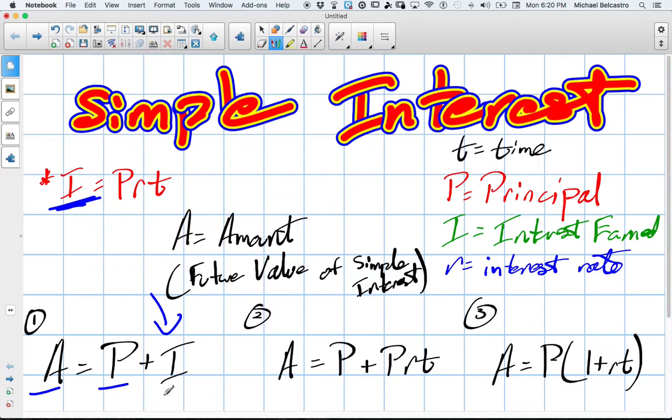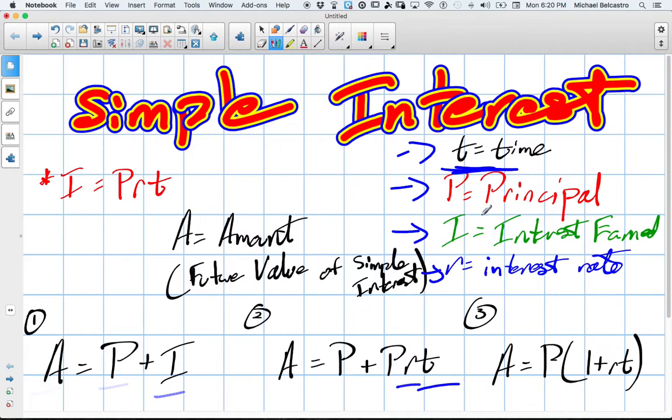What is P? What is I? What is R? What is T? What are all these things? So we have to define them all on this side. So your T, letter T stands for time, so that's the amount of time that's passed in this bank account, this simple interest bank account. P is the principal or the present value of money, whatever you've put in originally.